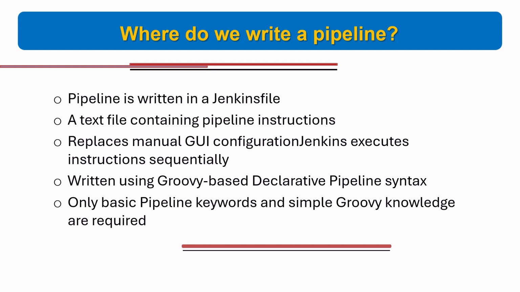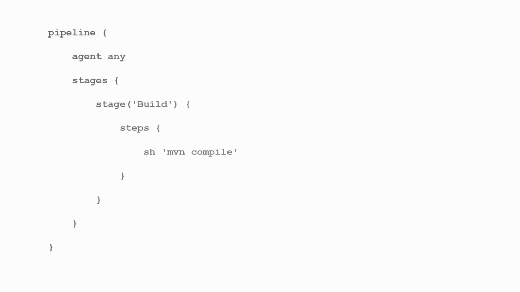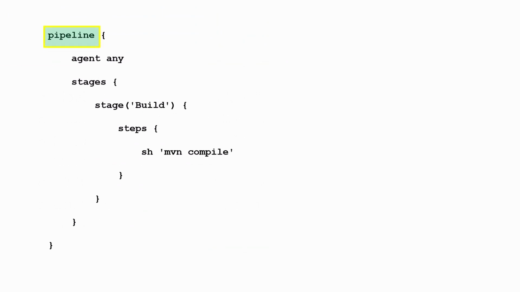Jenkinsfiles are written in Groovy-based syntax. The declarative pipeline uses Groovy underneath, but you do not need to become a Groovy expert. You only need to understand the pipeline keyword and a small amount of Groovy syntax. So the first keyword is pipeline. This tells Jenkins everything inside these braces belongs to one pipeline.